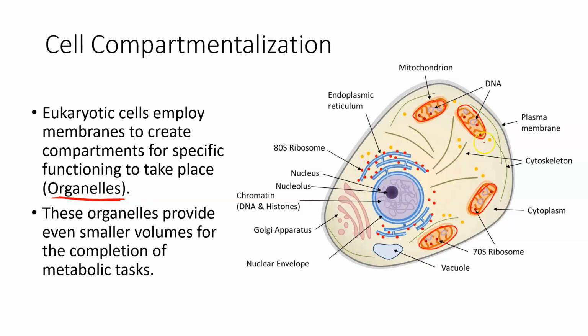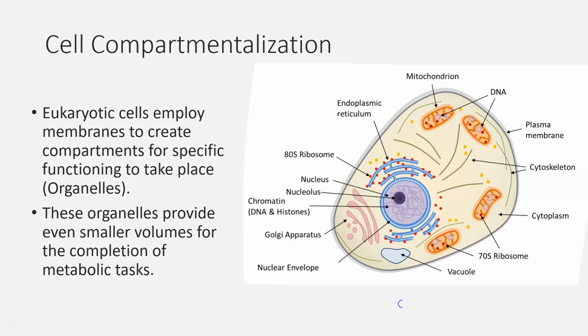But because these cells can compartmentalize, it only adds to the efficiency of the overall cell, which in turn adds to the efficiency of the multicellular organisms. So, organelles have a specific role within the eukaryotic cell. They have obviously a smaller volume than the overall volume of the cell, and because they have a smaller volume, they are more efficient at completing that task than the overall volume of the cell would allow. And therefore, the completion of those metabolic tasks is only increased in terms of efficiency, right?